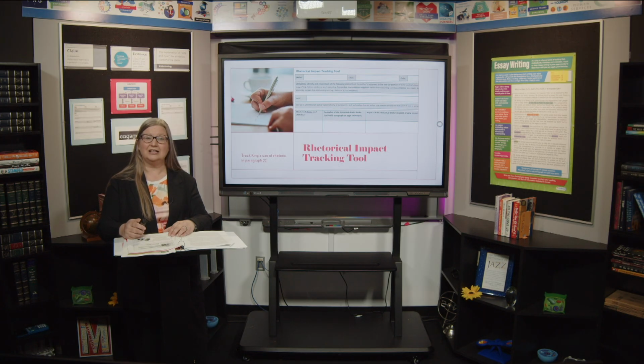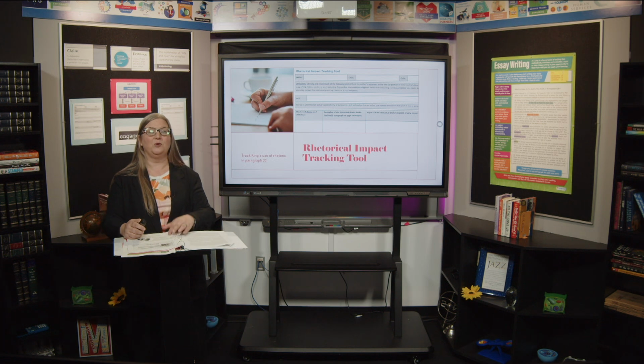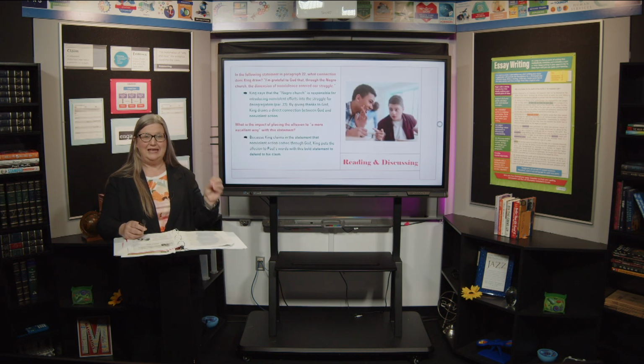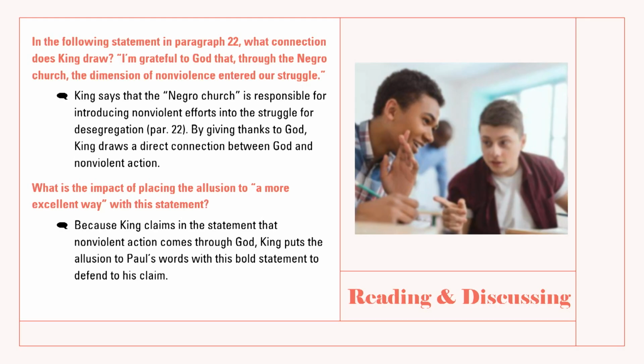Good job. Let's look at a couple more of those questions that we're going to answer together. So in the following statement in paragraph 22, what connection does King draw? "I'm grateful to God that through the Negro Church, the dimension of nonviolence entered our struggle." King says that the Negro Church is responsible for introducing nonviolent efforts into the struggle for desegregation. By giving thanks to God, King draws a direct connection between God and nonviolent action.